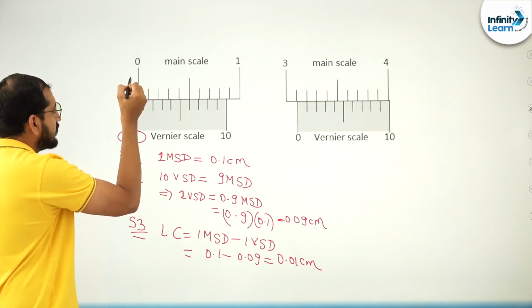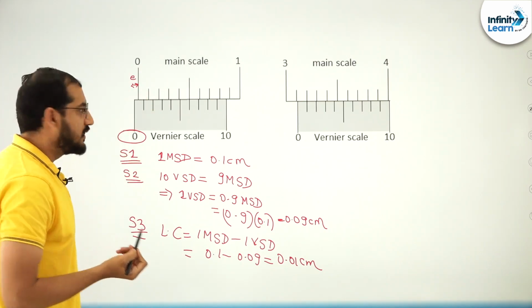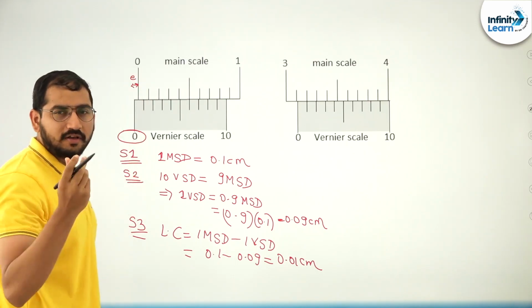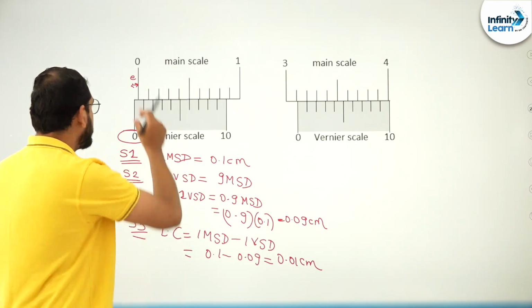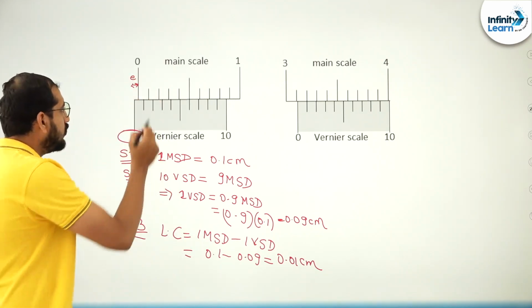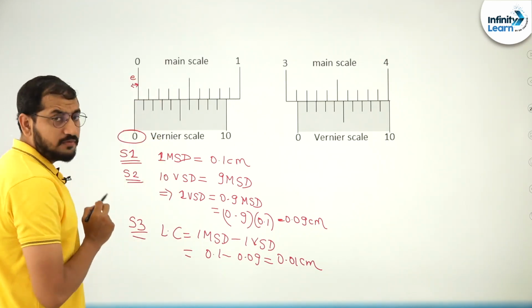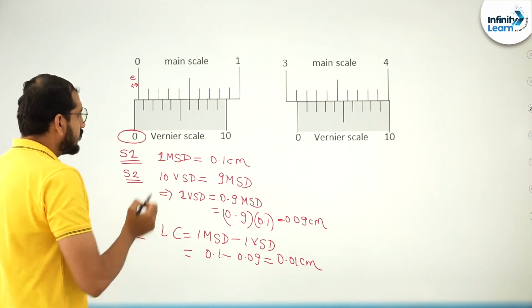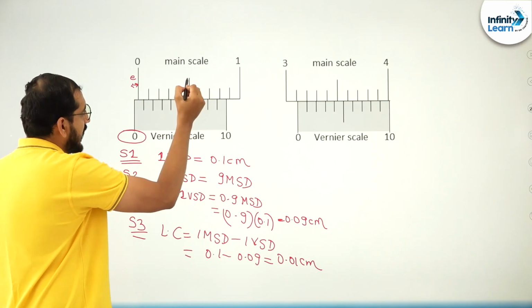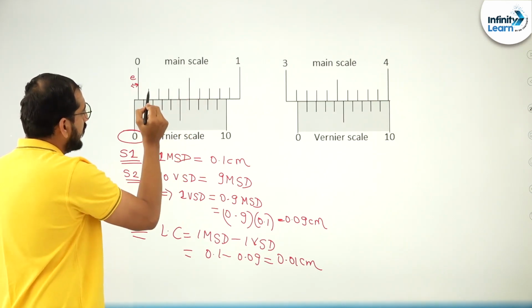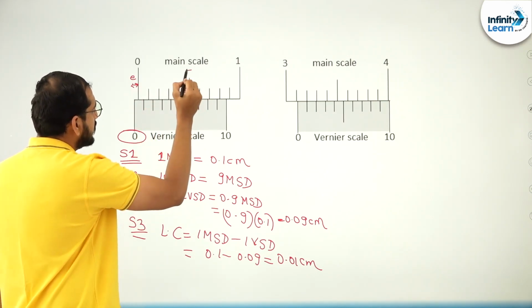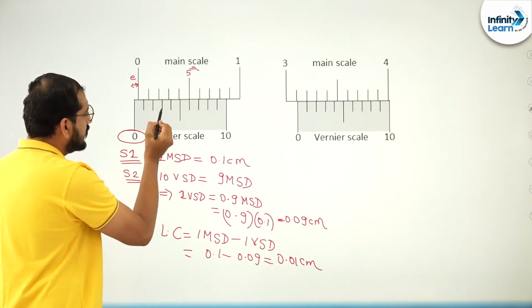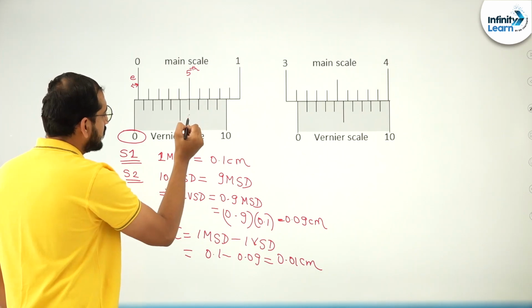Let's say this difference is some value small e. The gap between this 0 and this 0, the magnitude of e, gives me the zero error. How do we find this small e? First we see which division coincides. From the top, this is 0, 1, 2, 3, 4 and 5. So this is the 5th division of the main scale coinciding with the 6th division of the vernier scale, counting 1, 2, 3, 4, 5 and 6.